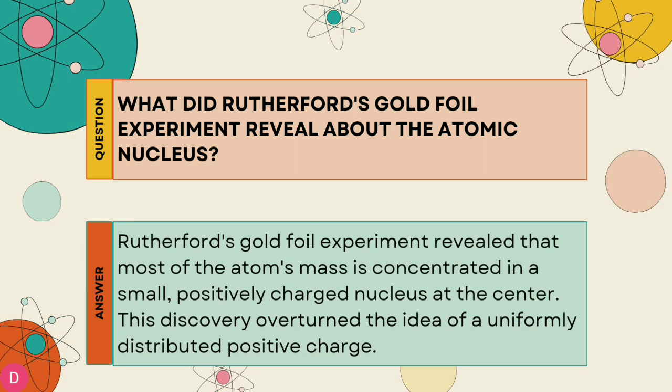Let's check your understanding. The question was, what did Rutherford's gold foil experiment reveal about the atomic nucleus? The answer is, Rutherford's gold foil experiment revealed that most of the atom's mass is concentrated in a small positively charged nucleus at the center. This discovery overturned the idea of uniformly distributed positive charge.